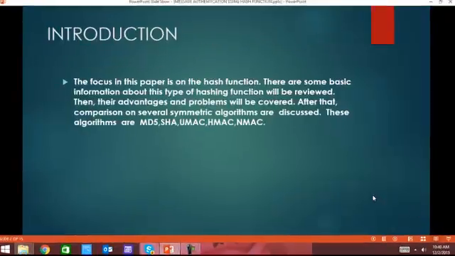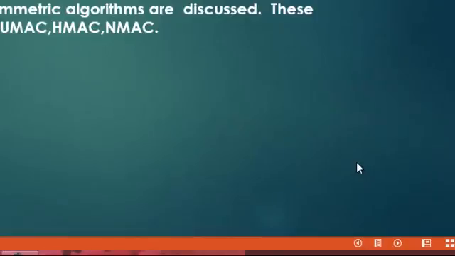So what did we do in our project? The paper focuses on hash functions. Some basic information about this type of hashing function will be reviewed, then their advantages and problems will be covered. After that, a comparison of several symmetric algorithms is discussed. These algorithms are based on MD5, SHA, UMAC, HMAC and NMAC.